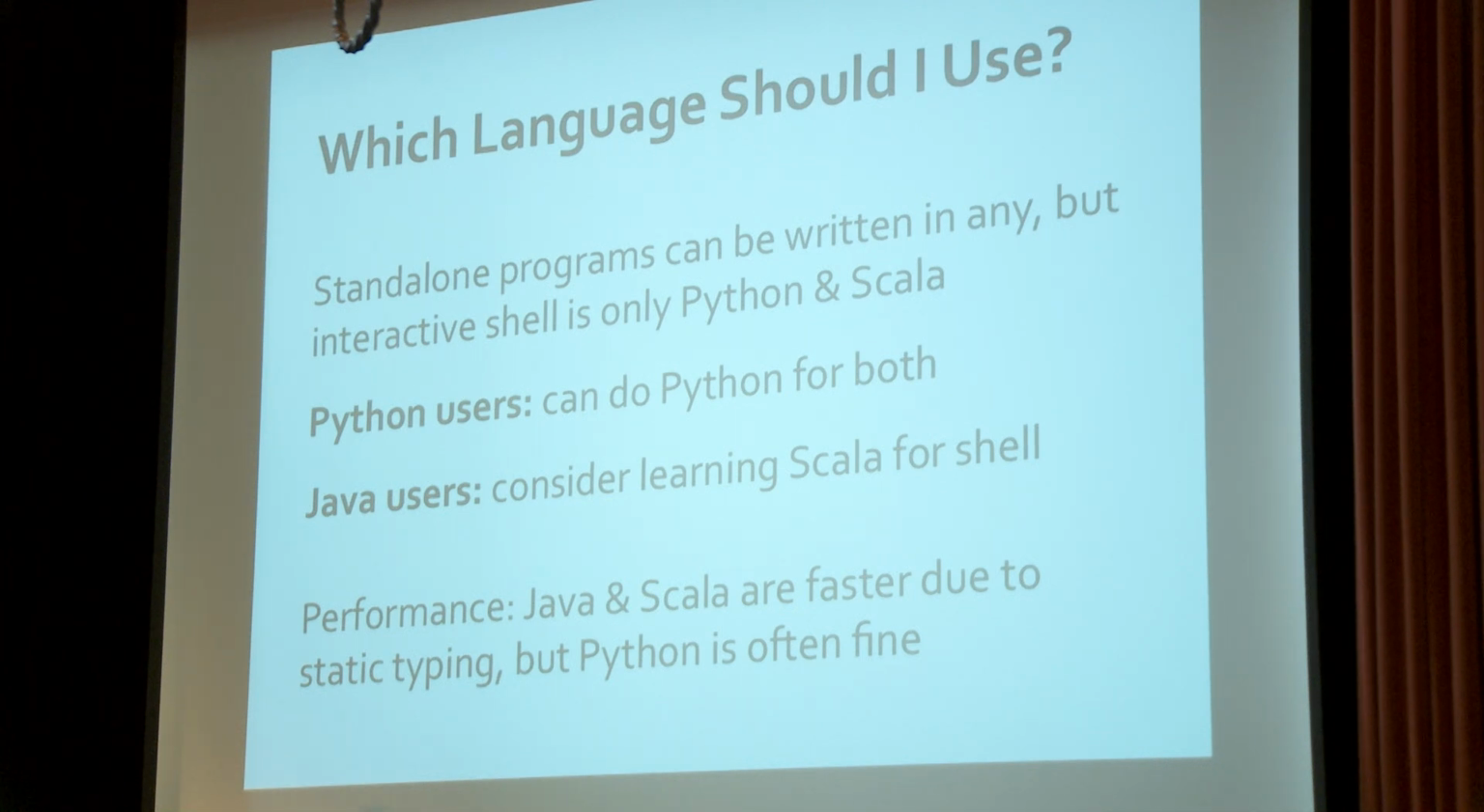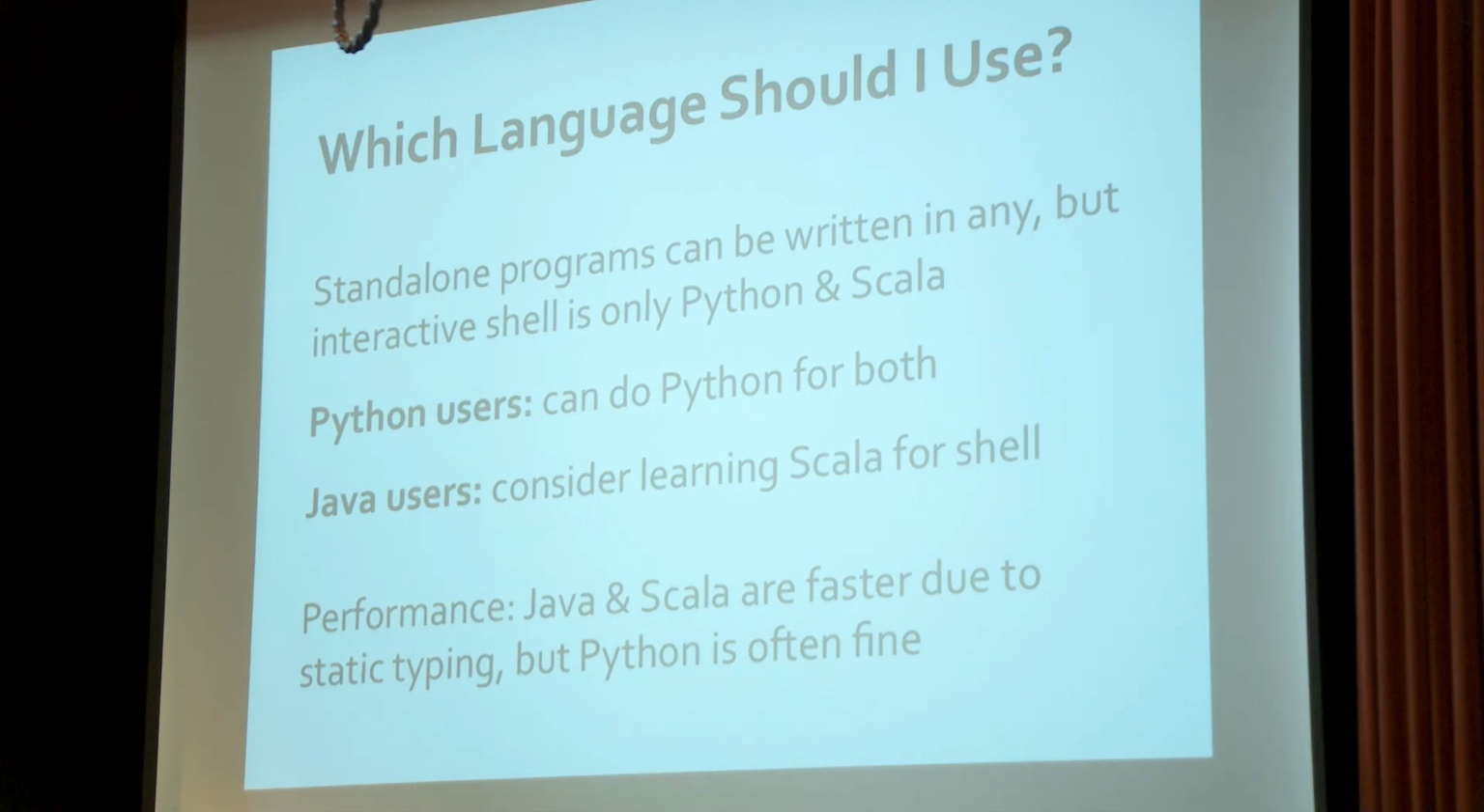And in terms of performance, Java and Scala are also going to be faster due to the static typing, but Python actually often does fine. I've certainly seen Python with in-memory data on Spark go quite a bit faster than Java with on-disk data and Hadoop. So it's still a good option.